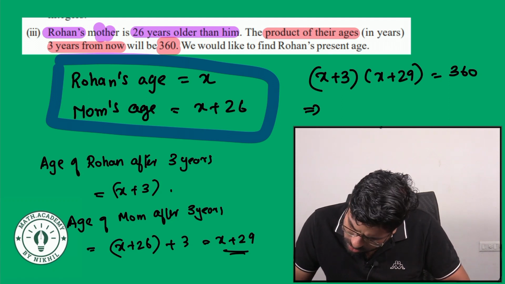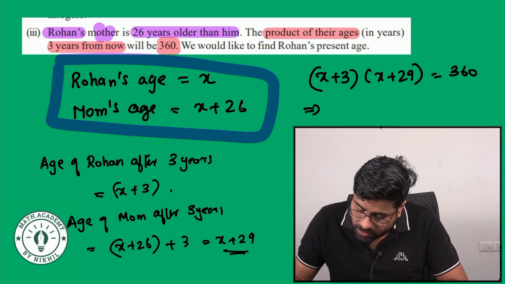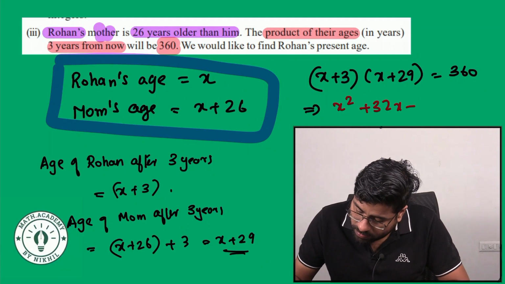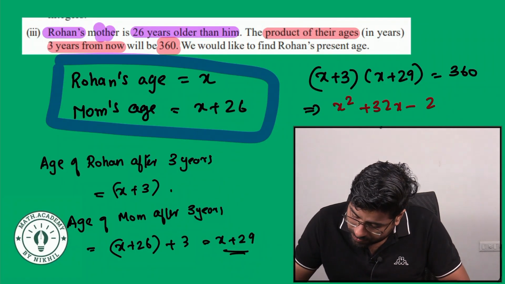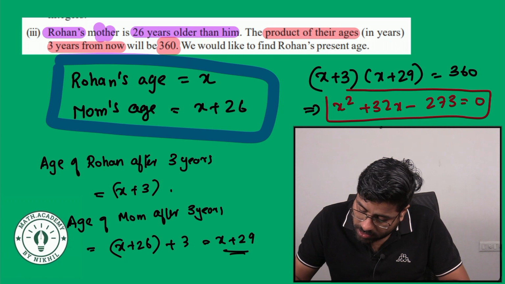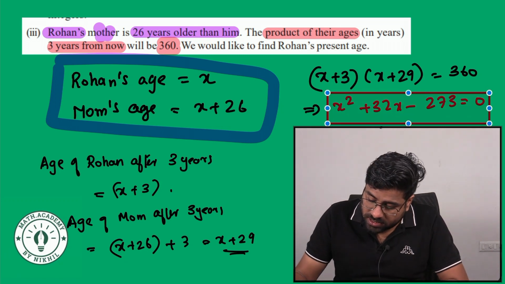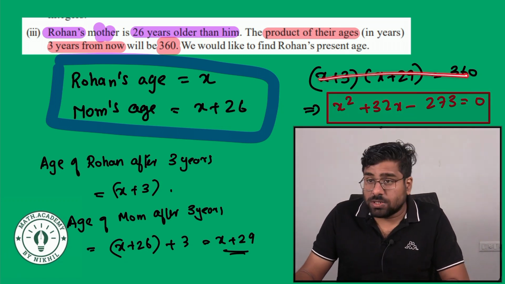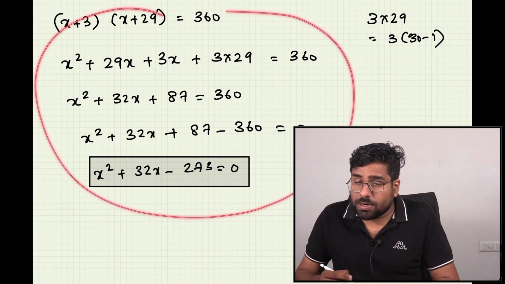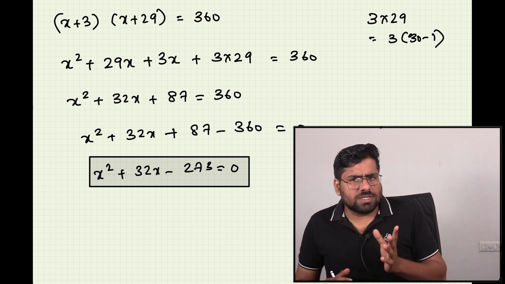That is going to be X square plus 32X minus 273 is equal to 0, which happens to be the final quadratic equation, and this is your starting point. This is your starting point and this is your last equation. I have explained how you got to that particular equation also. I hope the concept is very much clear.